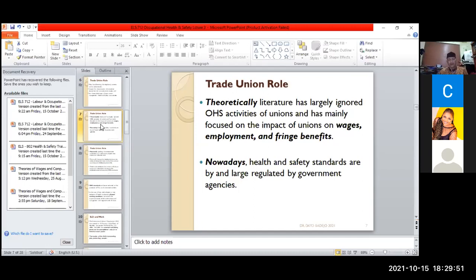In theory and in the literature, we see that the role of a union is ignored in the whole of occupational health and safety activities. We mainly focus on the part where the union comes out only when they want to fight for wages, employment, and fringe benefits. Not all unions are bread and butter unions. Those things are very important.